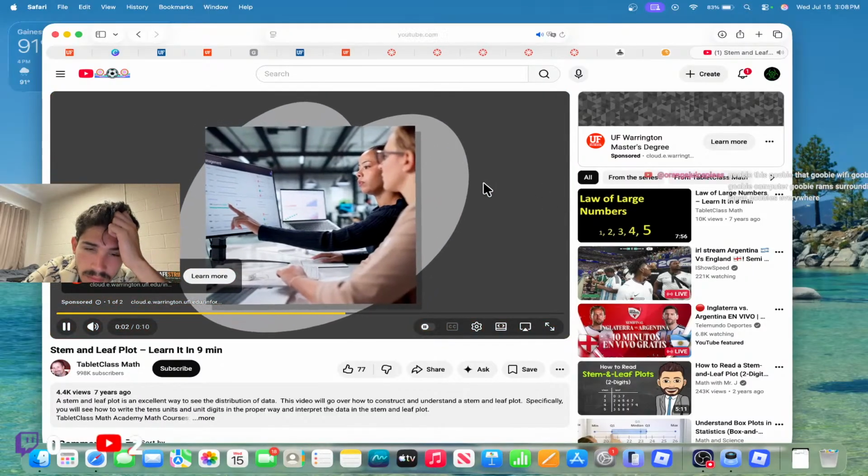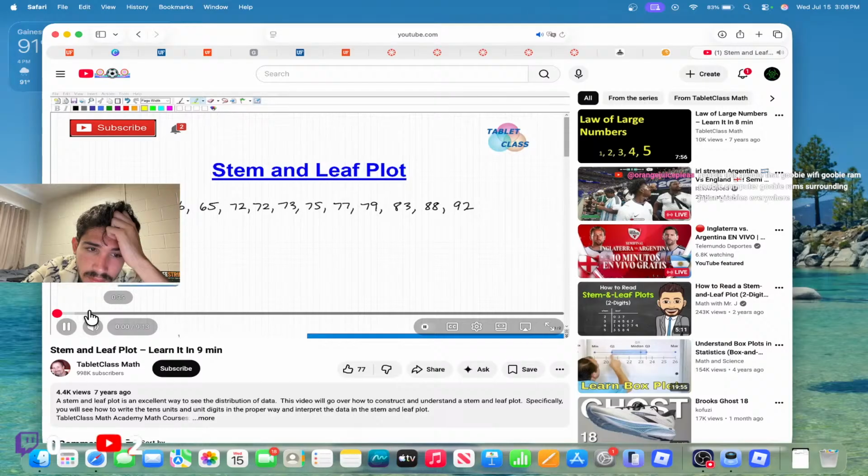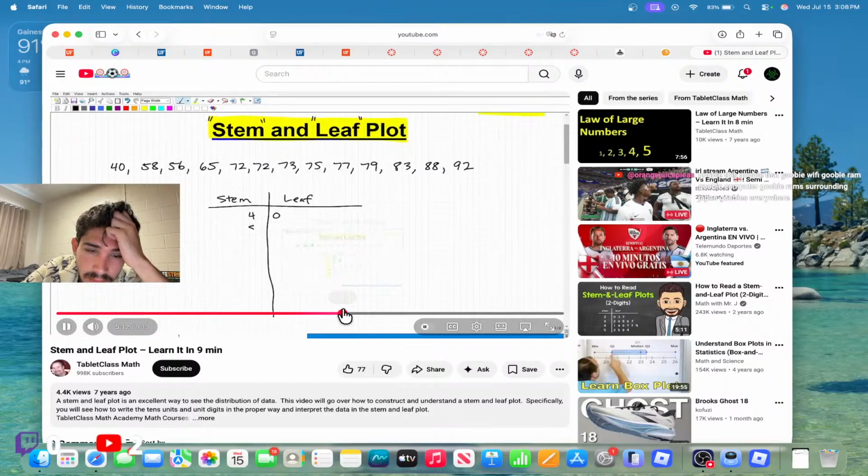Gooby this, Gooby that, Gooby Wi-Fi, Gooby RAM, Gooby computer, Gooby RAM surrounding Japan, Goobies You're everywhere. interested in which Netflix leaves going on here.